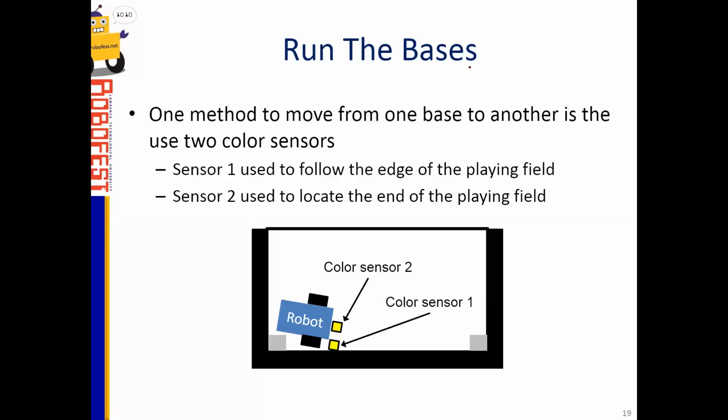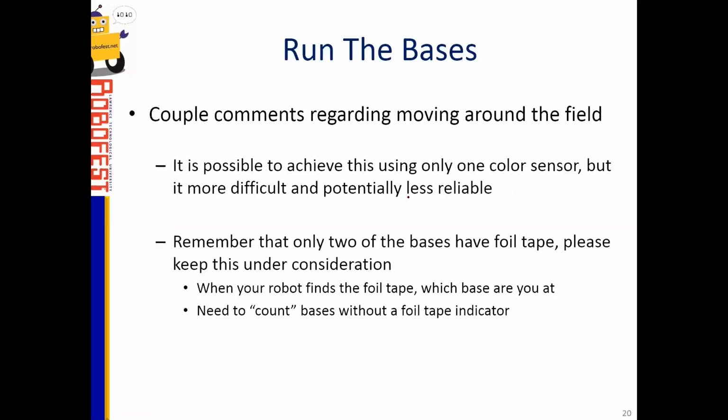Okay, let's look at how that works. So we've got two sensors. Let's review that. Sensor 1 will follow the edge of the playing field. Sensor 2 will locate the end of the playing field. It's possible to achieve this using only one color sensor, but this is more difficult and less reliable.